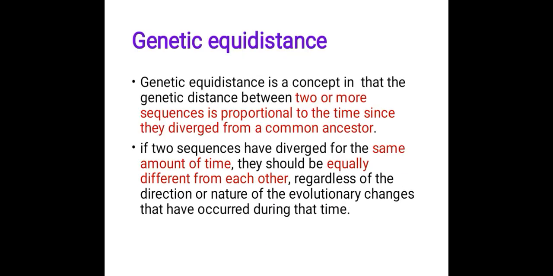Genetic equidistance. Genetic equidistance is a concept that the genetic distance between two or more sequences is proportional to the time since they diverged from a common ancestor. If two sequences have diverged for the same amount of time, they should be equally different from each other, regardless of the direction or nature of the evolutionary changes that have occurred during that time.